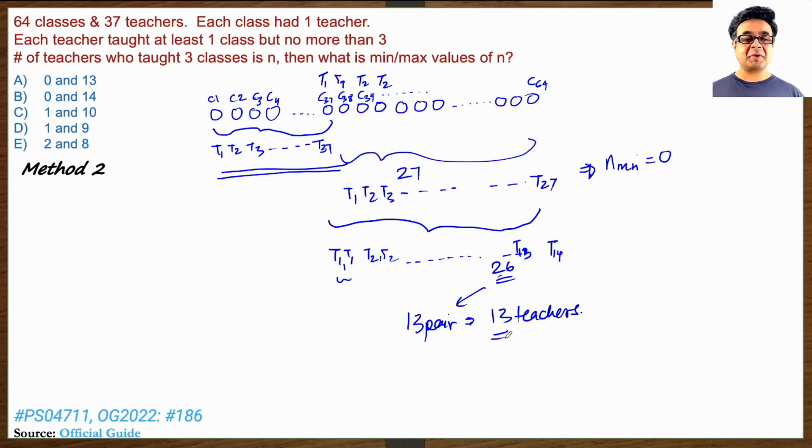We also have to remember that these 13 teachers already had 1 class each before, and now they have gotten 2 additional classes. So these 13 teachers have 3 classes each. So n maximum is equal to 13, and this also gives us A as the answer. As you can see in this method, I have applied almost negligible math and solved everything with the logic.